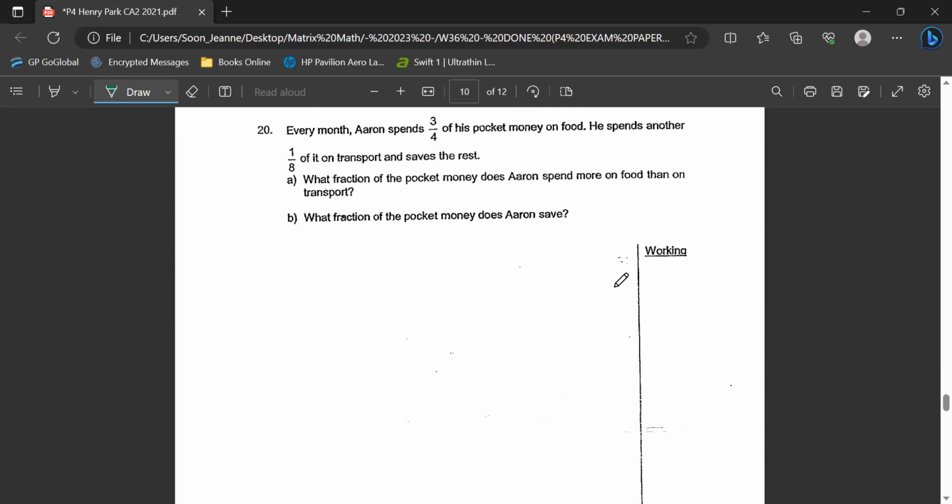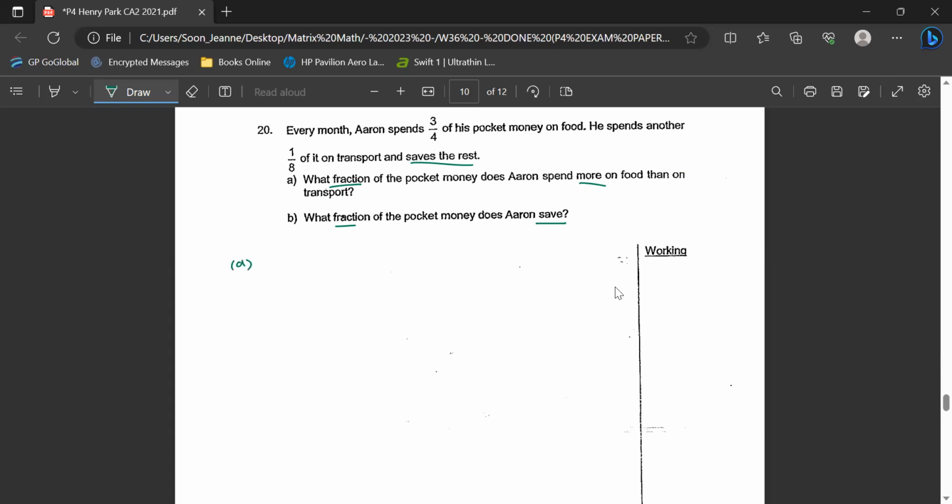Every month, Aaron spends 3/4 of his pocket money on food. He spends another 1/8 of it on transport and saves the rest. A is asking, what fraction of the pocket money does Aaron spend more on food than transport? And B, what fraction of the pocket money does Aaron save? You know that the answer will be a fraction because they ask for what fraction.